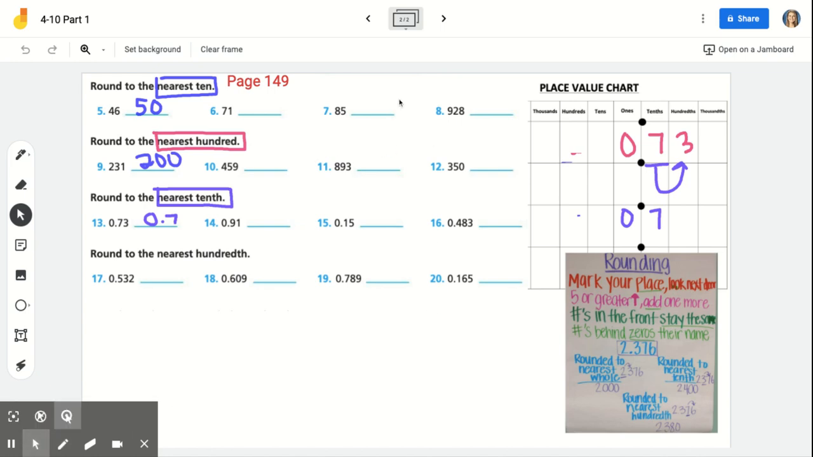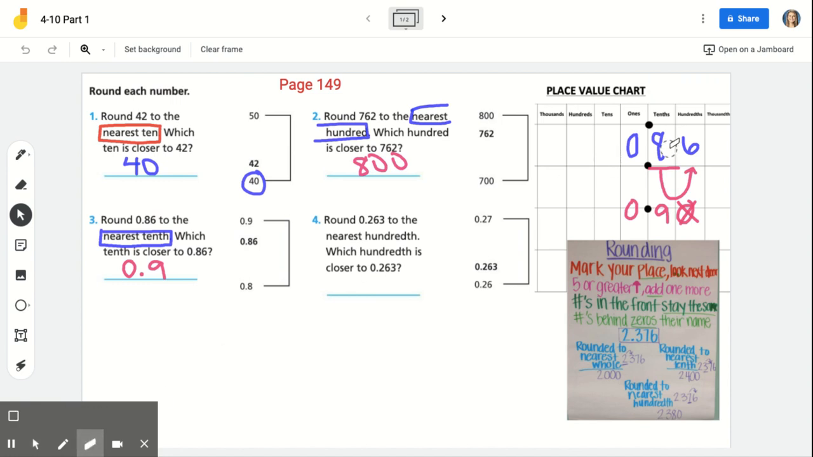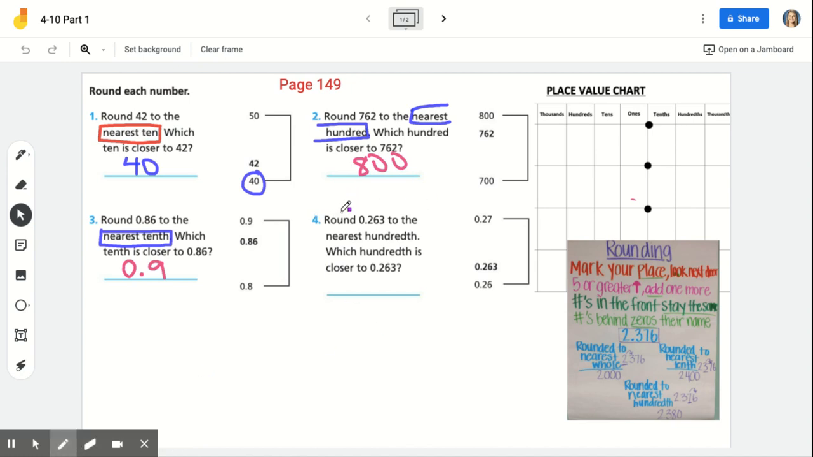Let's do our last place value that we're rounding to, the nearest hundredth. Go ahead and erase your whiteboard. For number 4, I'm up here again at number 4. Round 263 thousandths to the nearest hundredth. Go ahead and box that. Which hundredth is closer to 263 thousandths? Well, let's add it into our place value chart.